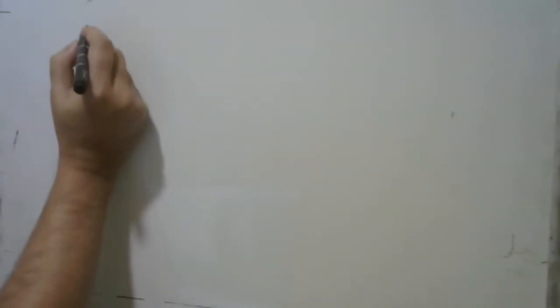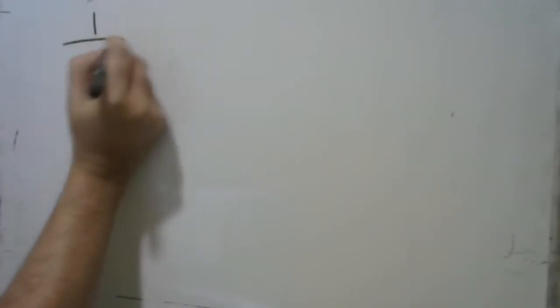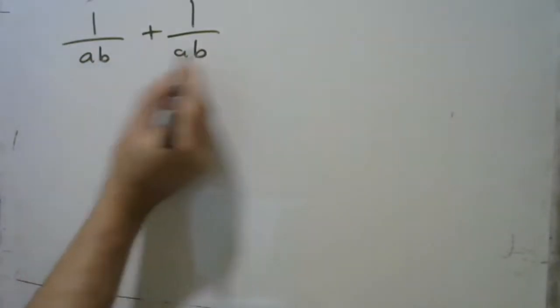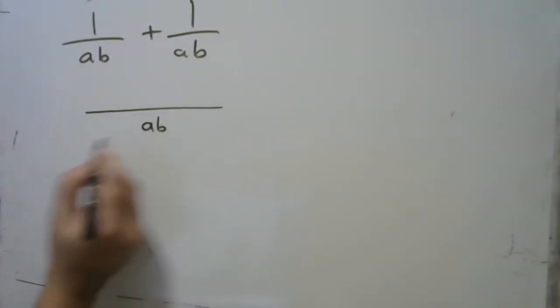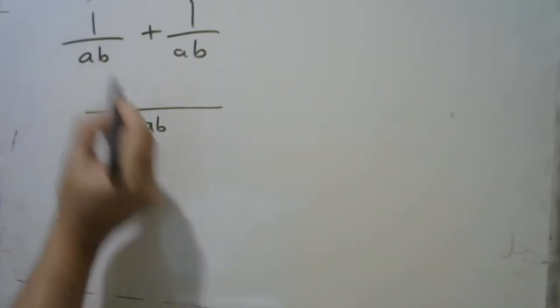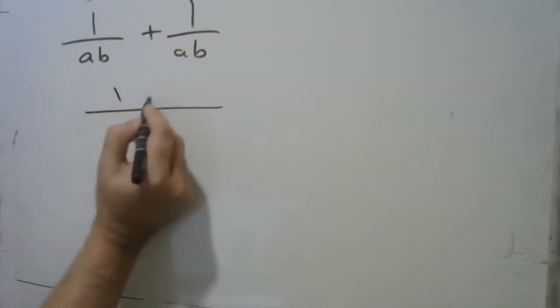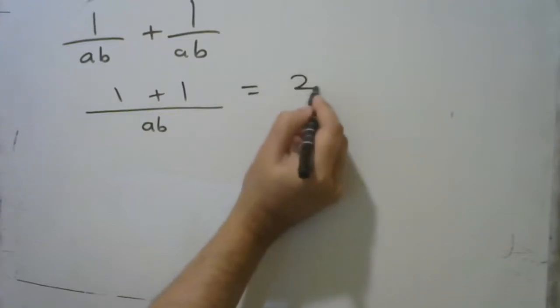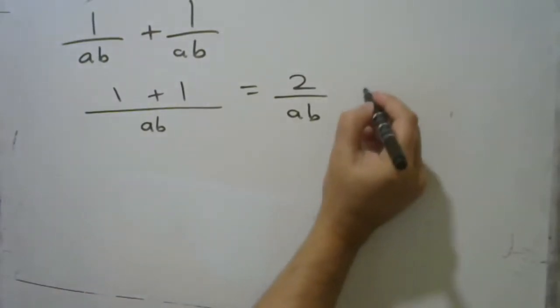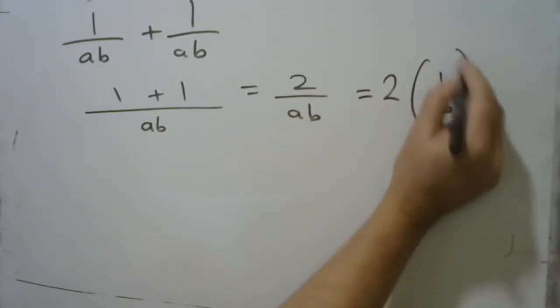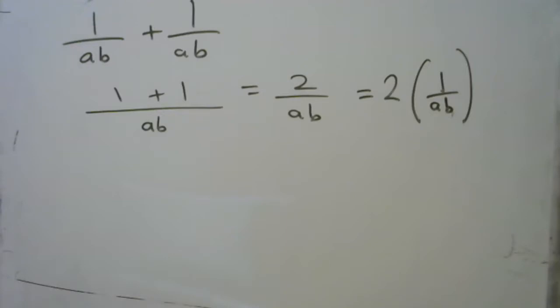Now, let me look into this idea. 1 upon ab plus 1 upon ab. The denominator is the same, so ab is common, and ab into 1 is 1, 1 times 1 is 1, plus ab into 1, 1. 1 plus 1 is 2 upon ab. You could write it like this. Good, so we clarify that part.